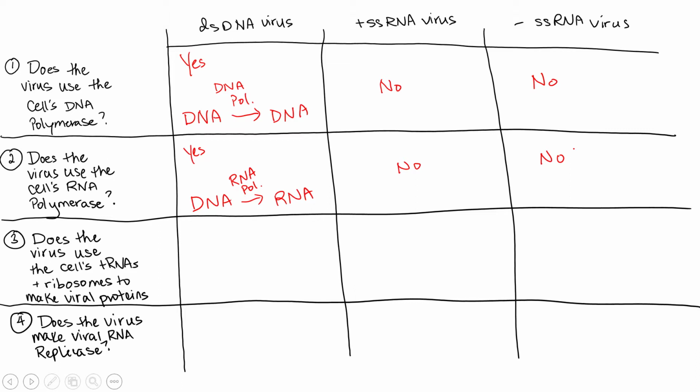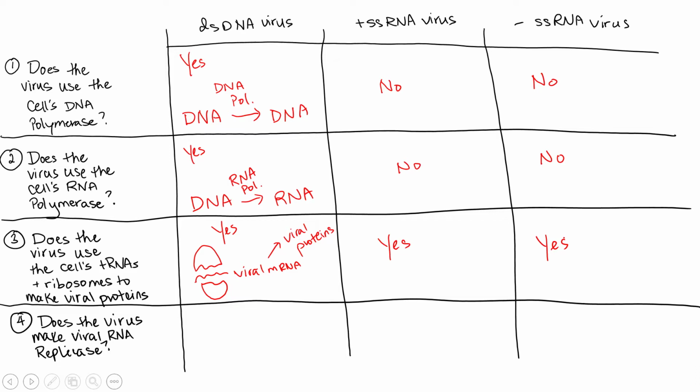Number 3, does the virus use the cell's tRNAs and ribosomes to make viral proteins? So do we make viral mRNA that then is added to the ribosomes, and then we make viral proteins? So yes, everybody uses that. Everybody is going to rely on the cell's translation machinery in order to make more viral proteins.